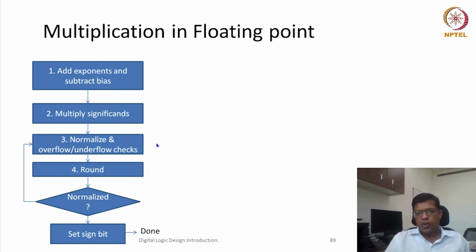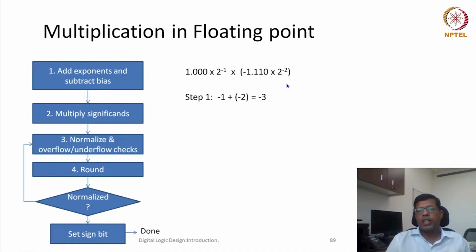So let us try to understand this with an example. Again I will take the same example: 1.000 into 2 to the power minus 1 is multiplied with minus 1.110 into 2 to the power minus 2. First step, we add the exponents. Minus 1 plus minus 2 is the exponent here, so the total exponent is minus 3.